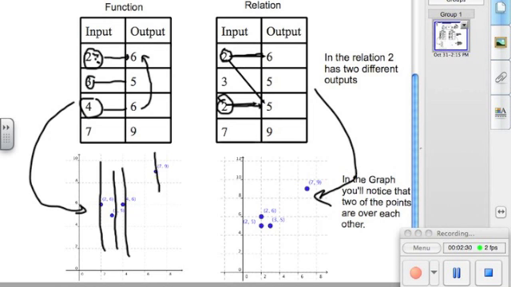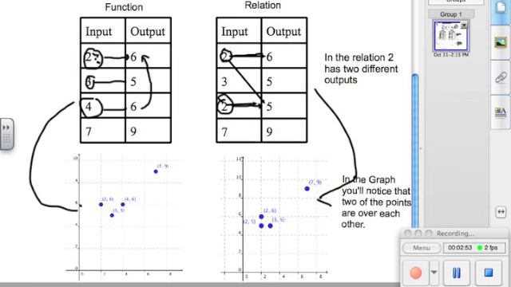And you can see how here I put in this 2 and I've got two different outputs. Okay, so that tells me that if I drew a vertical line through here, then I would intersect this graph twice, and that tells me that that is not a function. Okay? So that's one thing.